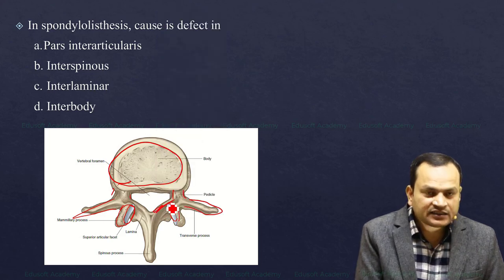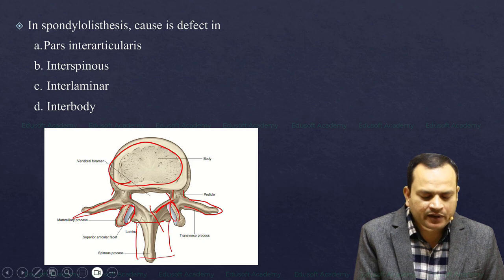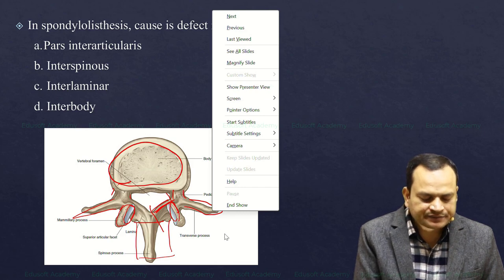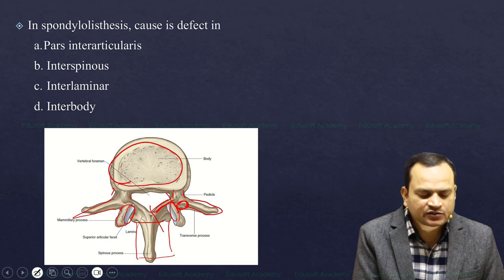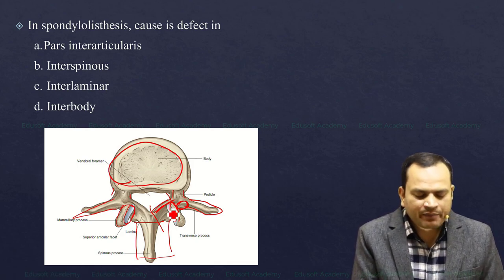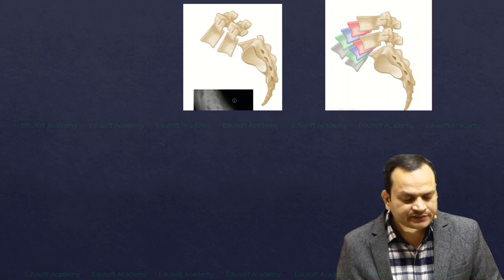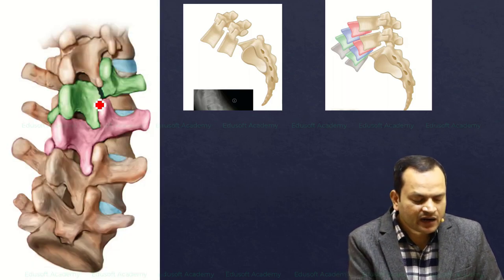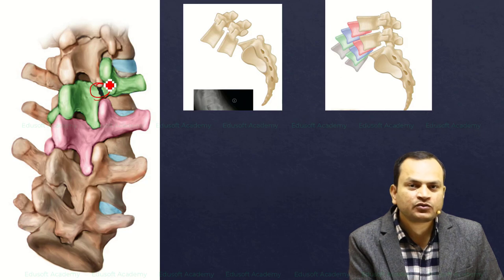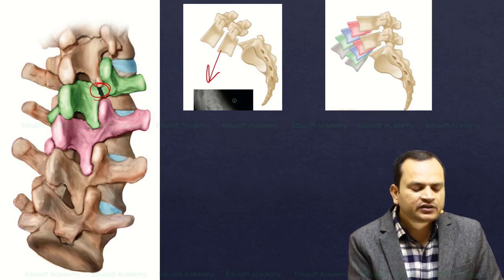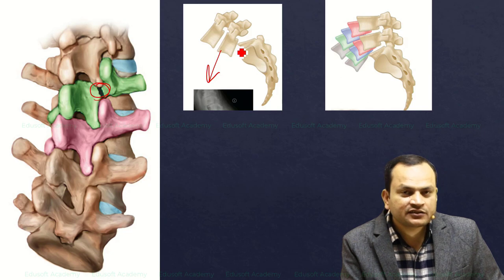This part is the lamina. Remember, this part is the lamina. This is the spine of the vertebra. So where this lamina, the superior articular facet, inferior articular facet and the pedicle meet, this is the pars interarticularis. So what happens in case of spondylolisthesis is that there is a defect in this pars interarticularis, due to which the above vertebra is not able to be held in position. It moves slightly anteriorly. So in case of spondylolisthesis, there is anterior translation of the vertebra.